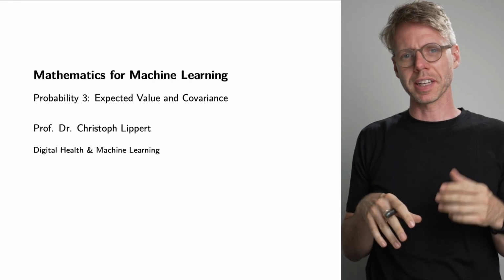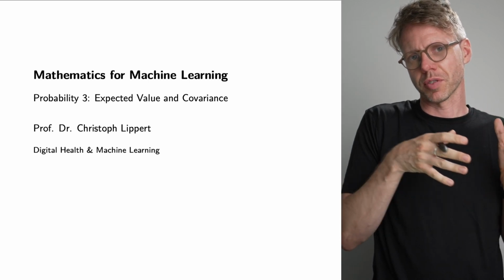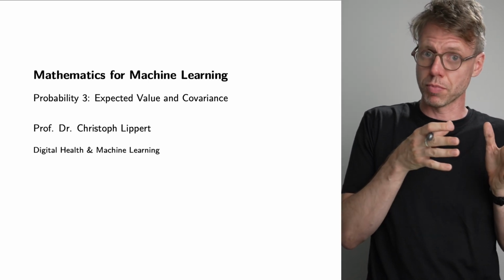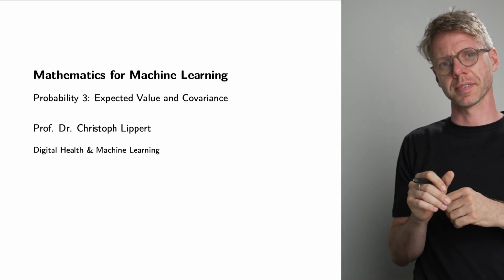Hello and welcome to Mathematics for Machine Learning. Today we're talking about summary statistics of random variables, their first two moments, namely the expected value and the variance.